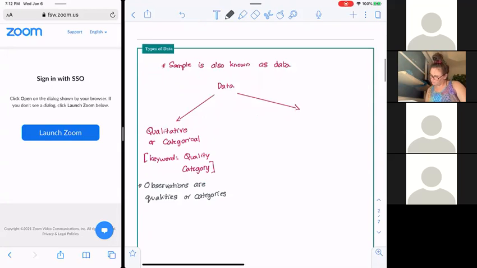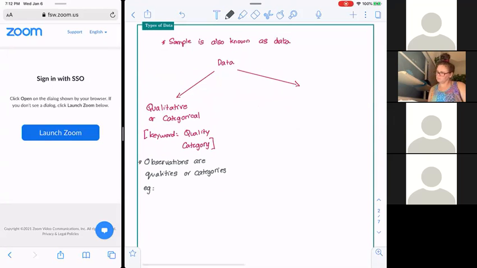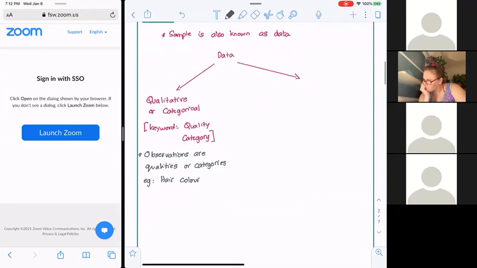Now, a good example for this would be hair color. So if I went and picked 10 individuals or 15 individuals and I recorded their hair color, I can't give a number because we don't measure hair color using a number in practice. Rather, I may record it as black, brown, red, gray. So those are the levels of measurement that I'm going to use for hair color.